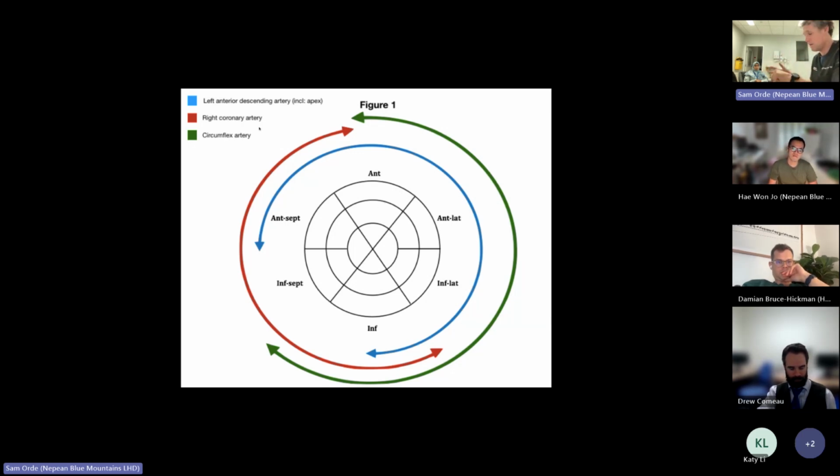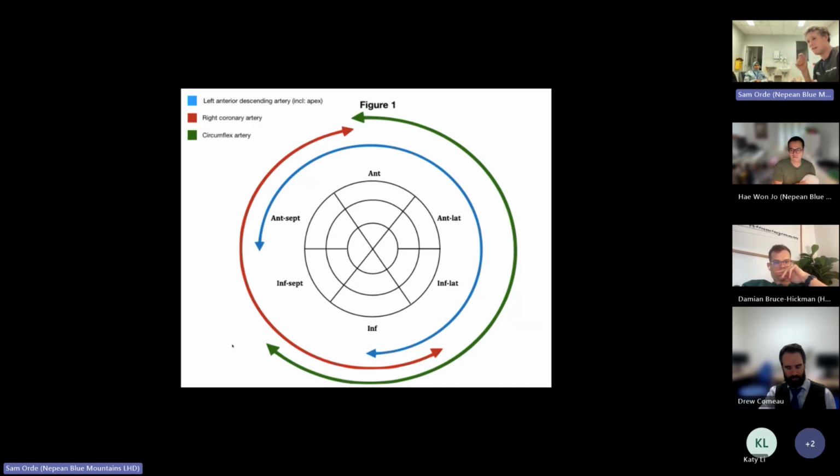The right coronary is the one at the side, and that's the equivalent of here, doing the right ventricle and inferior area. And then the circumflex is on the other side. So the circumflex does the lateral side of the heart and the inferior portions. And there's overlap among that.